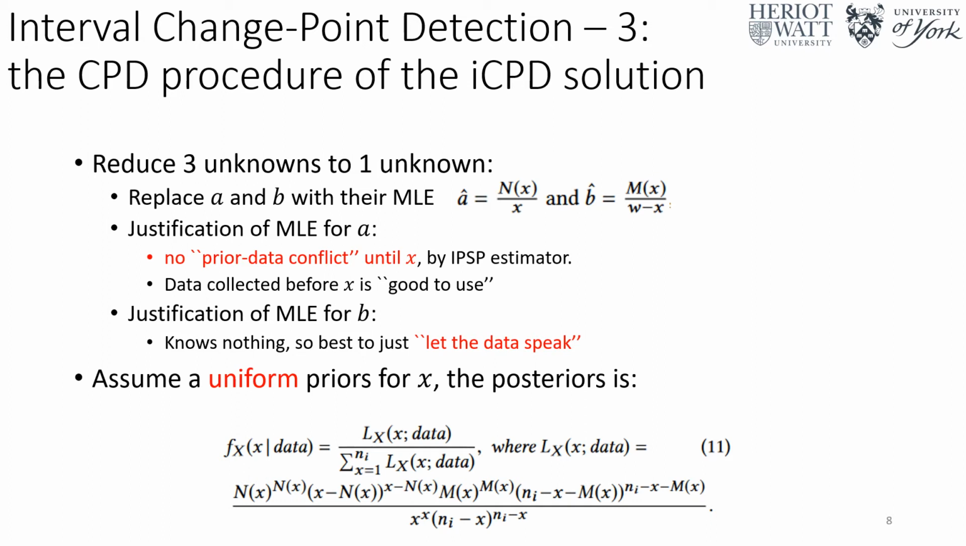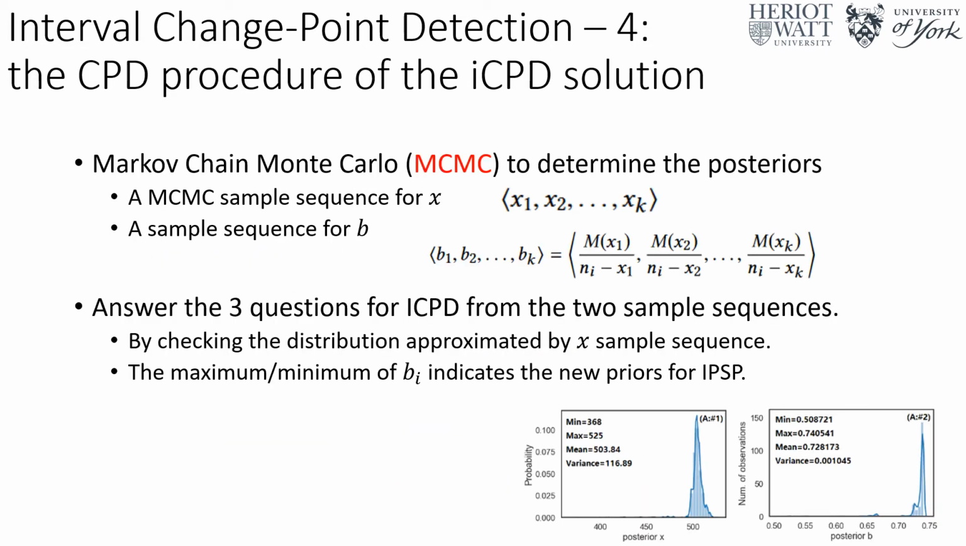Since we have no prior knowledge of where the change point is, we can use a uniform prior for x as well, and we obtain the posterior as the equation 11. To determine the posterior distribution of x, we use the Markov chain Monte Carlo method, MCMC for short, to generate a sequence of k samples of x. Since we have the relation between the variable b and x, we can also derive a sample sequence of b.